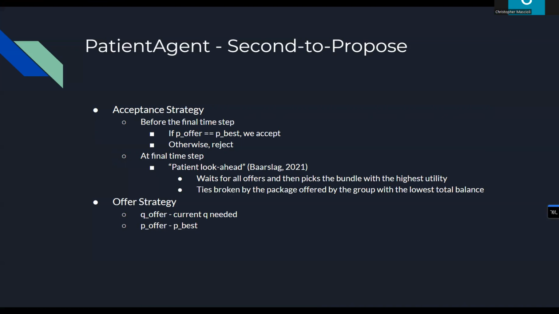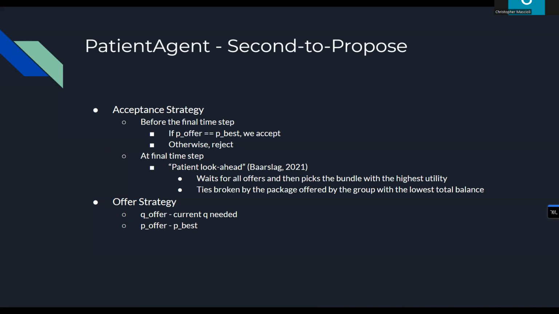Before the last time step, PatientAgent, just like its name implies, is always going to reject offers unless the price that the opponent is offering is the best price for us. So if we're buying, it means that they give us the lowest price allowed, which really never happens until the last step. So basically, PatientAgent doesn't really do anything until the last step of the negotiation.